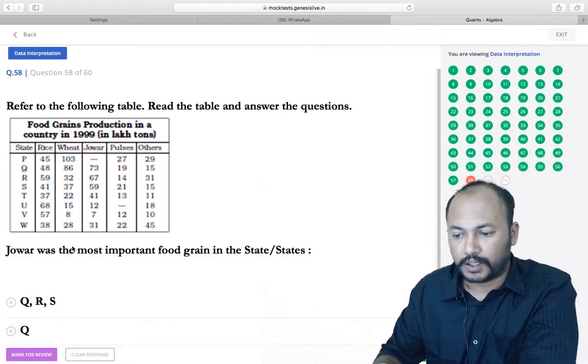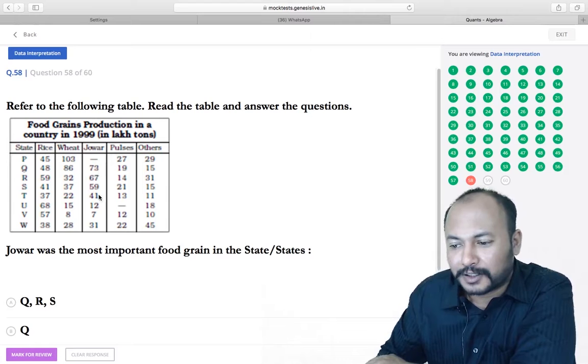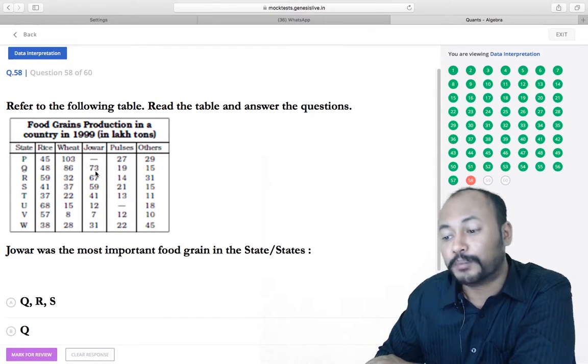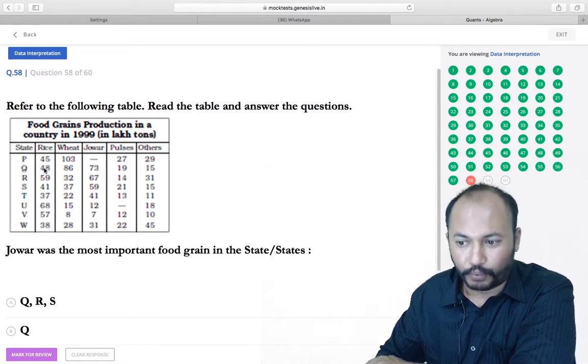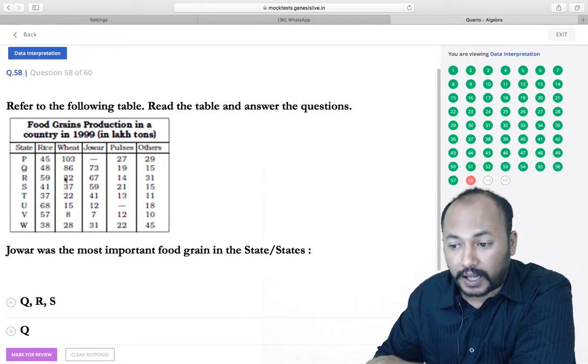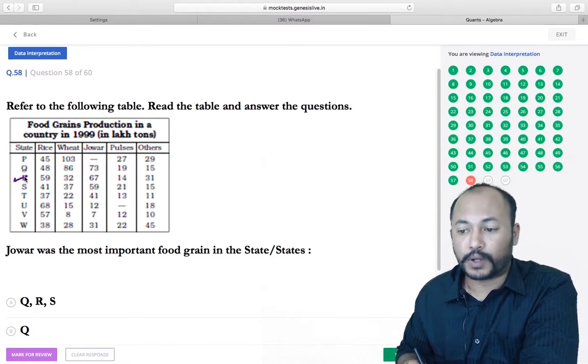Okay, jowar was the most important food grain in the state. Okay, was the most important food grain in the state. So should we compare this or compare to some other? So if we only look at these values, 73 most important, that means we have to compare with the other grains for that state. Okay, so for example, for Q, which was the most important? It was wheat. Hope you are following. For R, it is 67. That is, for R, definitely jowar was the most important.